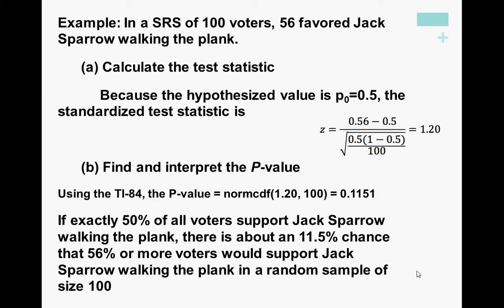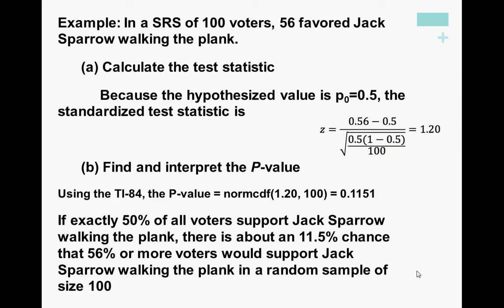Because the hypothesized value would be 0.5, just going with the idea of either he is or he isn't, a 50-50 shot, the standardized test statistic would be 0.56, which is the SRS. And since we really didn't know anything about the proportion, 0.5 is kind of a go-to if no information is given. That's what we can test it against, because we're really curious, do people want him to walk the plank or not? So 0.5 would be kind of the standard bearer, because if the majority do, it's above 0.5. If the majority don't, it's below 0.5.